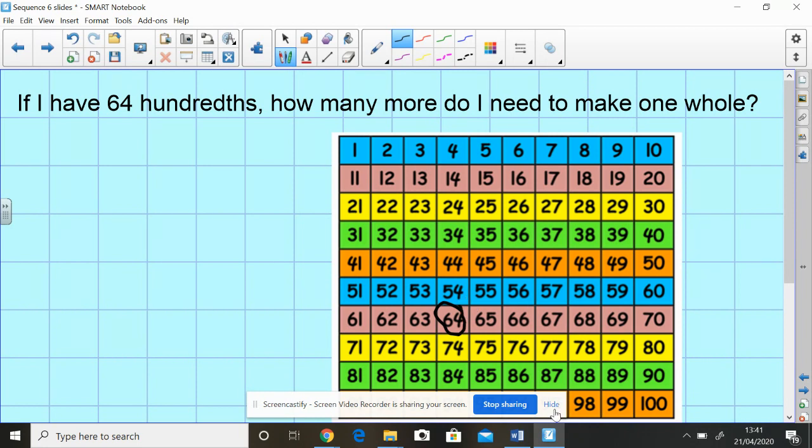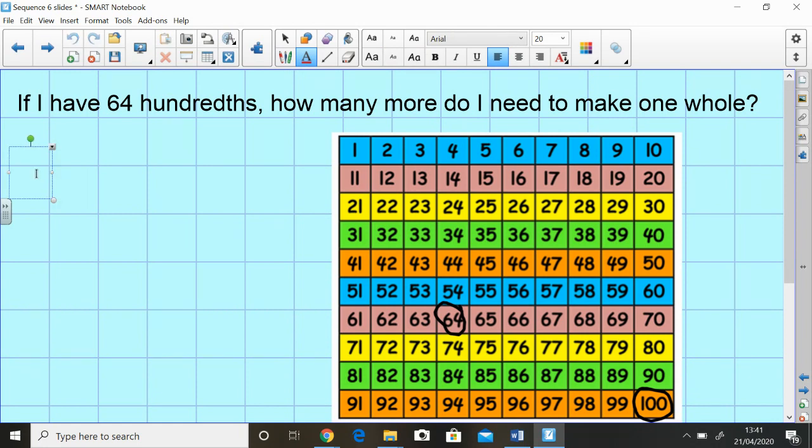How many are you going to add? What are you going to add to this 64 to make 100 hundredths? So let's write 64 as a fraction, which is 64 hundredths. What are you going to add to that 64 hundredths to make a whole? You're going to add 10, 20, 30, 1, 2, 3, 4, 5, 6. You're going to add 36 hundredths, and that will give you 100 over 100.